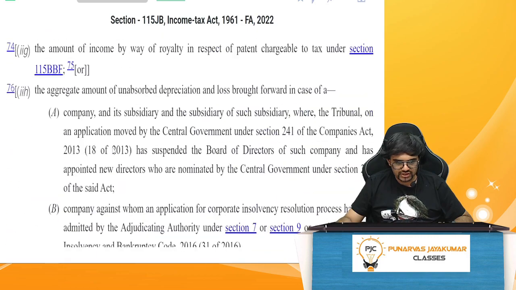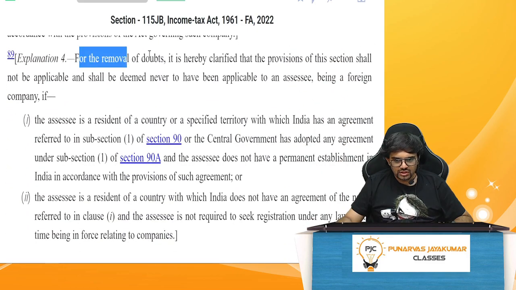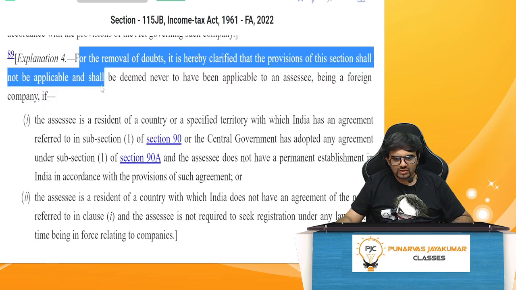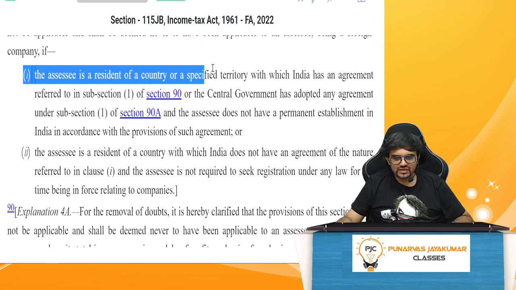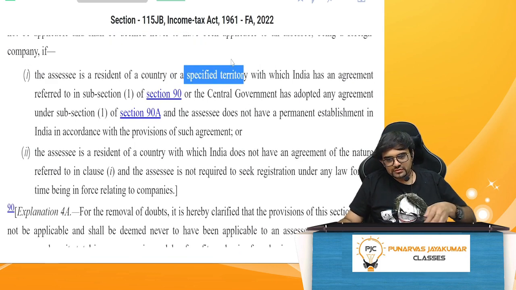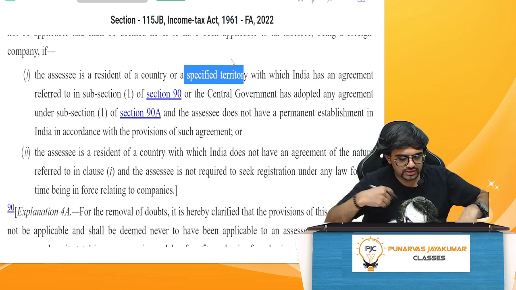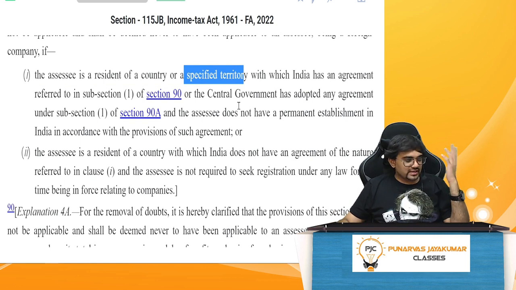These are all additions, deletions, etc. Then you see this also. Provisions of this section shall not be applicable and shall be deemed never to be applicable if the company is a resident of a country or a specified territory. Remember international taxation? Specified territory. That is your Hong Kong, Macau, etc., with which India has an agreement under 1998. If DTA comes, then provisions of this section will not apply.